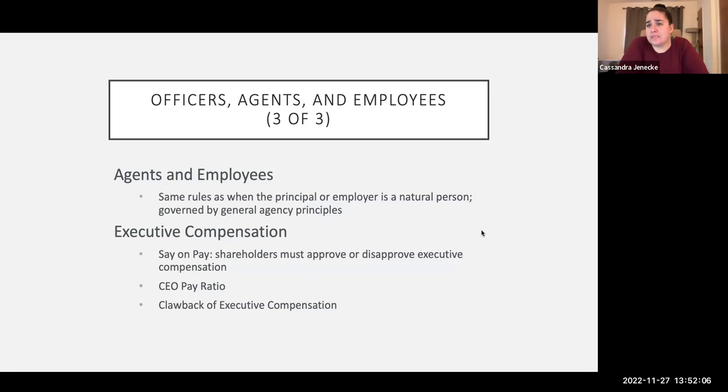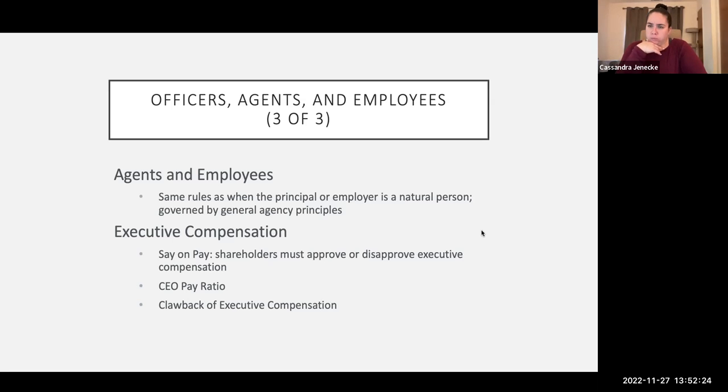Agents and employees. So these are the same for corporations as they are for any other business structure. If they are a principal or an employer, it is a natural person. The agents and employees are going to be governed by general agency principles. Pretty straightforward, to the point.